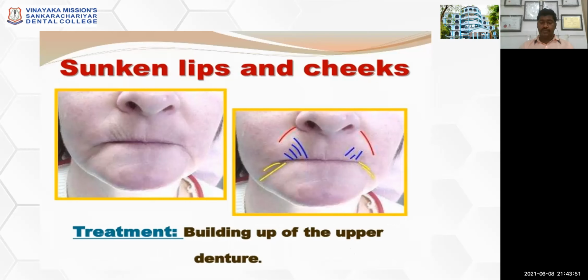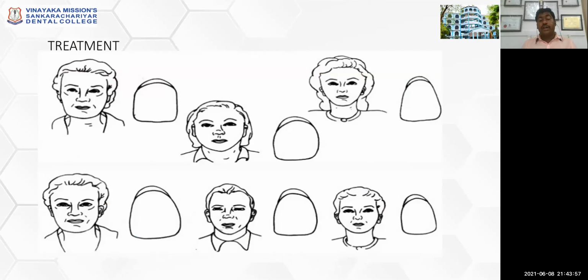How do you know? Some patients will come to you saying, doctor, I'm not happy with the teeth which you have given to me. I'm not happy with the amount of visibility for this particular patient. I'm not happy with the amount of show I'm giving. So what do you have to consider?